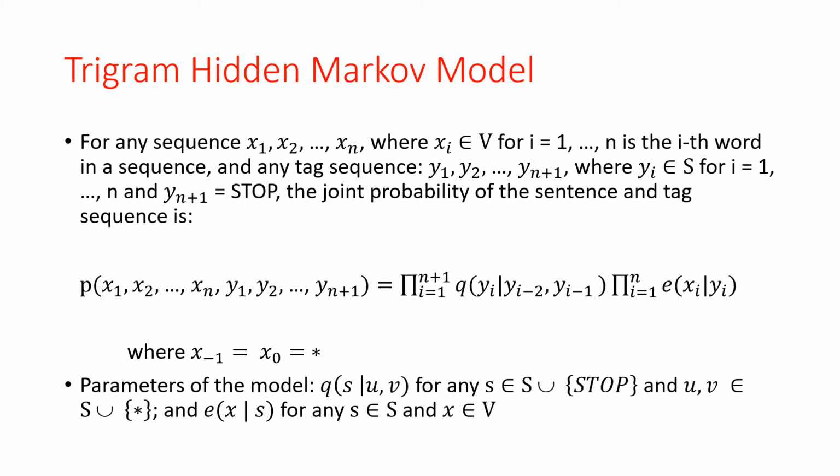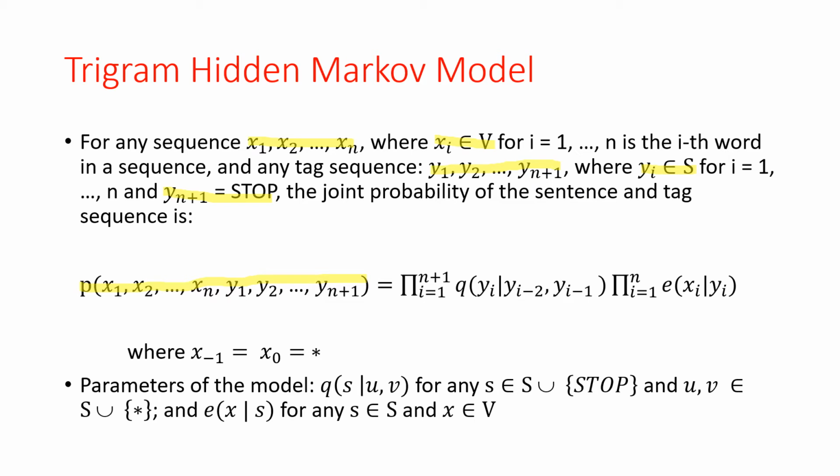So for any sequence x1 up to xn, where xi is an element from our vocabulary, and any tag sequence y1 up to yn plus 1, where these y's are elements from the tag set, where yn plus 1, the last element of the sequence, is the stop symbol, the joint probability of the sentence and tag sequence is given with the following equation.